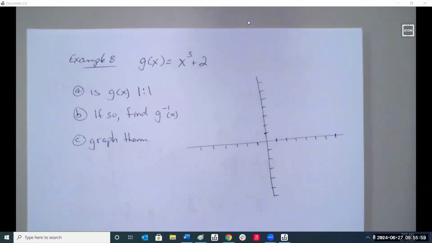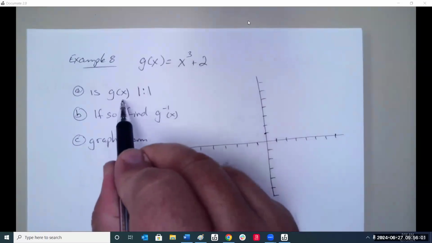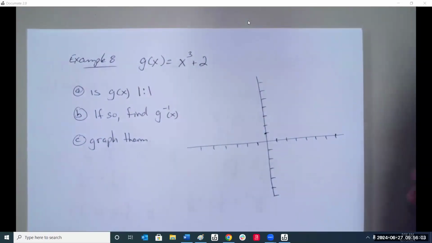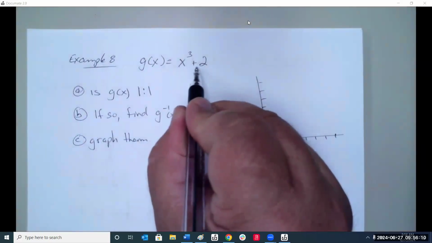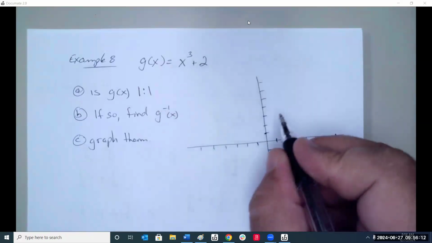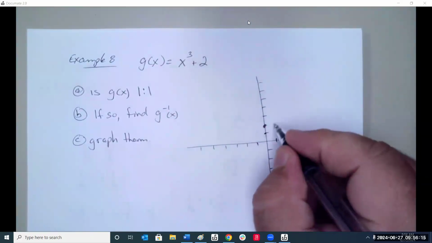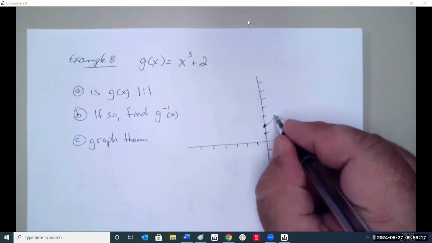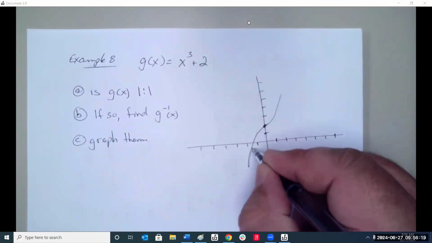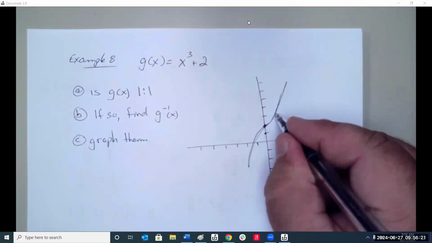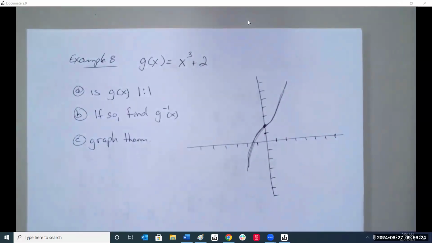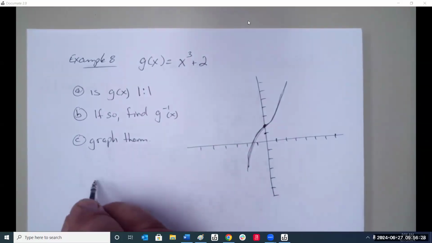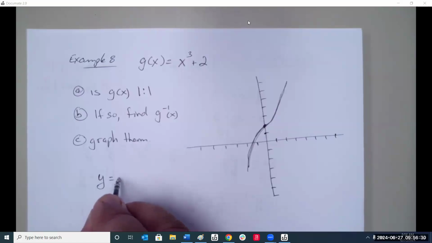All right, let's look at these. Is g of x 1 to 1? What does the graph look like? Yes, x cubed. We just shift up 2 spaces. So it starts here. And it goes up. And it goes down. So that's the x cubed. So it is 1 to 1 because it passes the horizontal line test. So let's find the inverse.